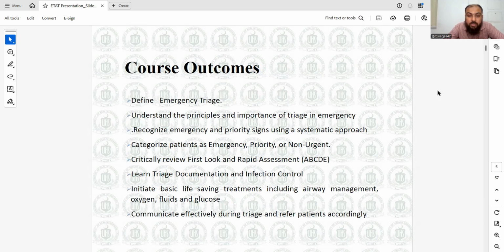Course outcomes. Our objectives are the definition of emergency triage, understanding the principles and importance of triage in emergency, recognizing emergency and priority signs using a systematic approach, categorizing patients as emergency, priority or non-urgent, critical review, first look or rapid assessment, learning triage documentation and infection control, and initiating basic life-saving treatments including airway management, oxygen, fluids and glucose. Communicate effectively during the triage and refer patients accordingly.